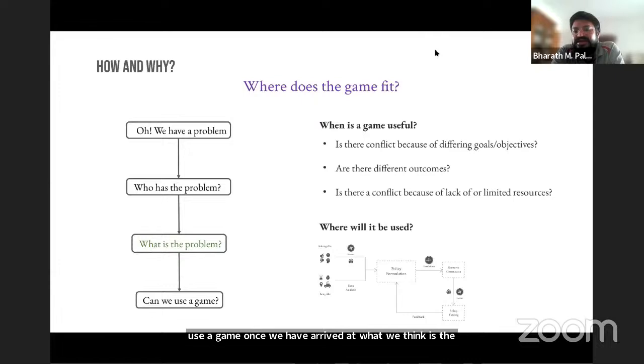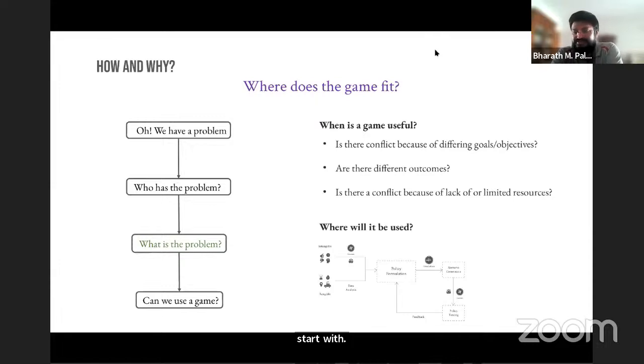When we get there, a few thumb rules or heuristics that really help, in the context of public policy: Is there any conflict because of differing goals or objectives? We talked about different stakeholders and how they have conflicting objectives. In this context, do such stakeholders exist? If they do, what is the conflict caused by? Is a useful thing to start with.